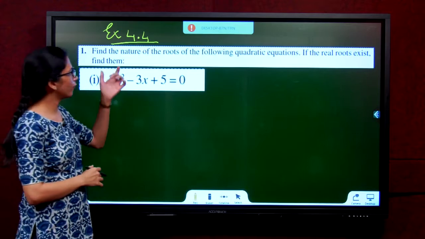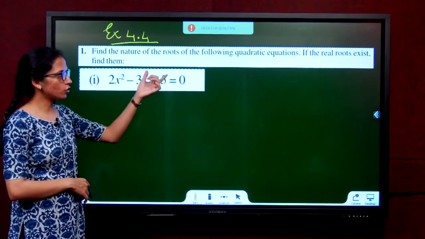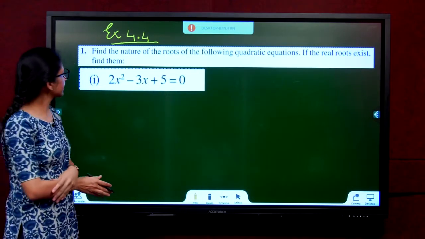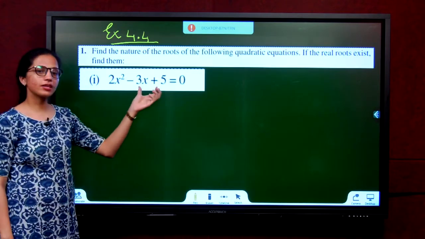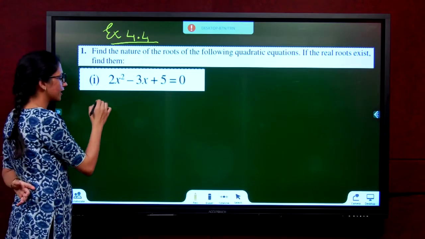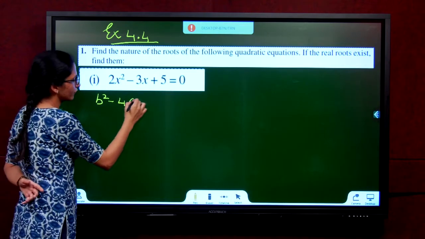Exercise 4.4, we are starting the first question. Find the nature of the roots of the following quadratic equation. If the roots exist, find them. First question, 2x square minus 3x plus 5 is equal to 0. How do you do it? First the discriminant to check whether they exist. So b square minus 4ac.